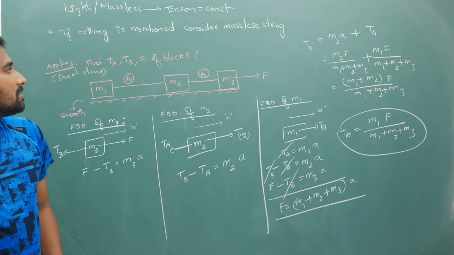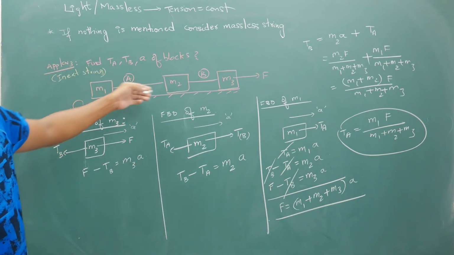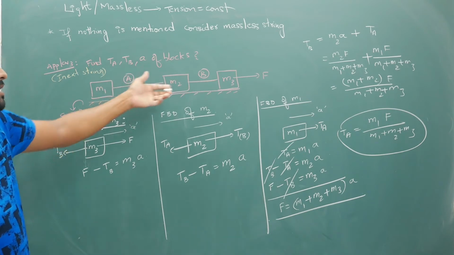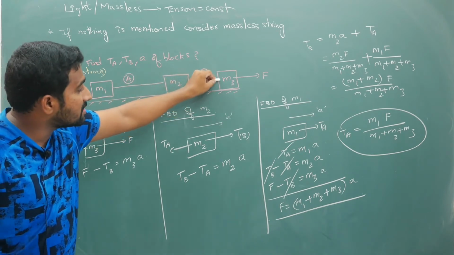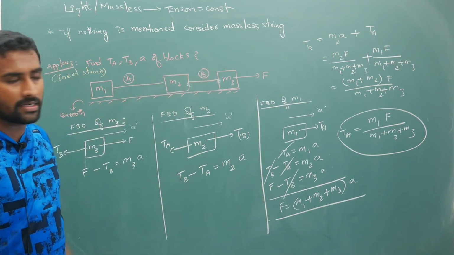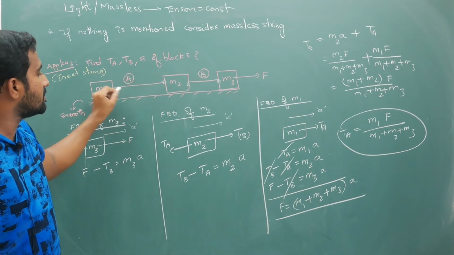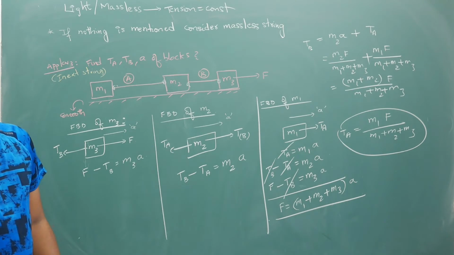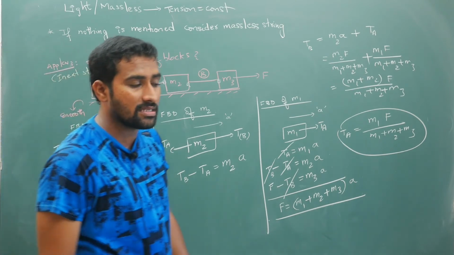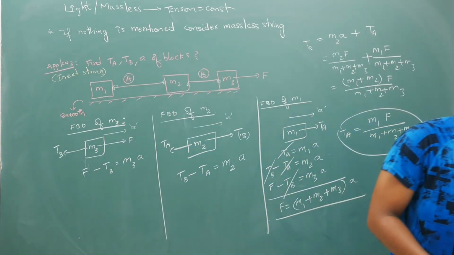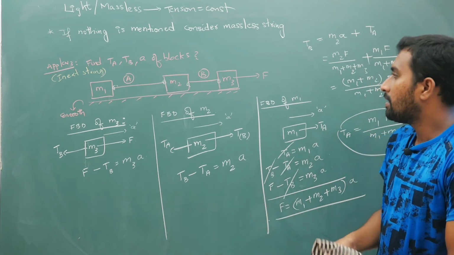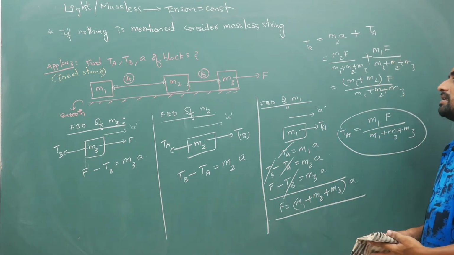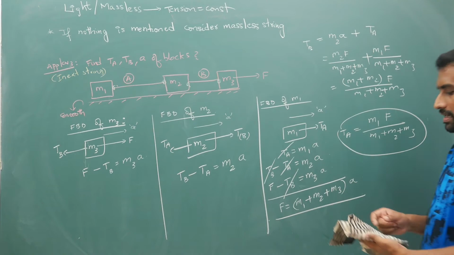Now here I have mentioned nothing, which obviously means these strings are light, so the tension at this point and this point is the same, it is TA. Any point in between also you will have the same tension, because I have mentioned the word light or massless. Right. Now next I will erase this part and continue ahead.